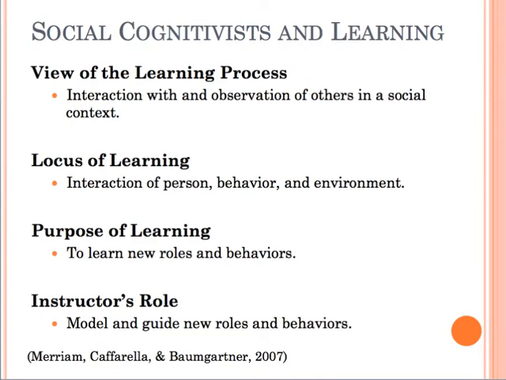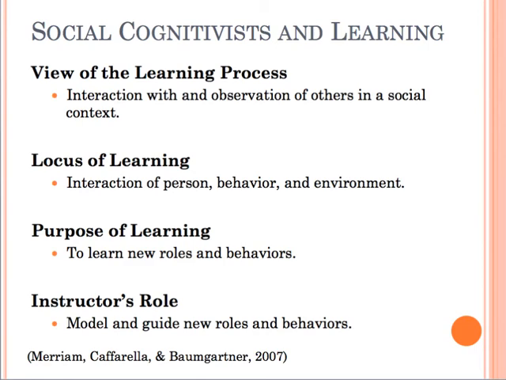Social cognitivists view the learning process as the interaction and observation of others in the social context. When we have opportunities to view others demonstrating their learning and their skills in those social environments, we're more likely to learn from them.